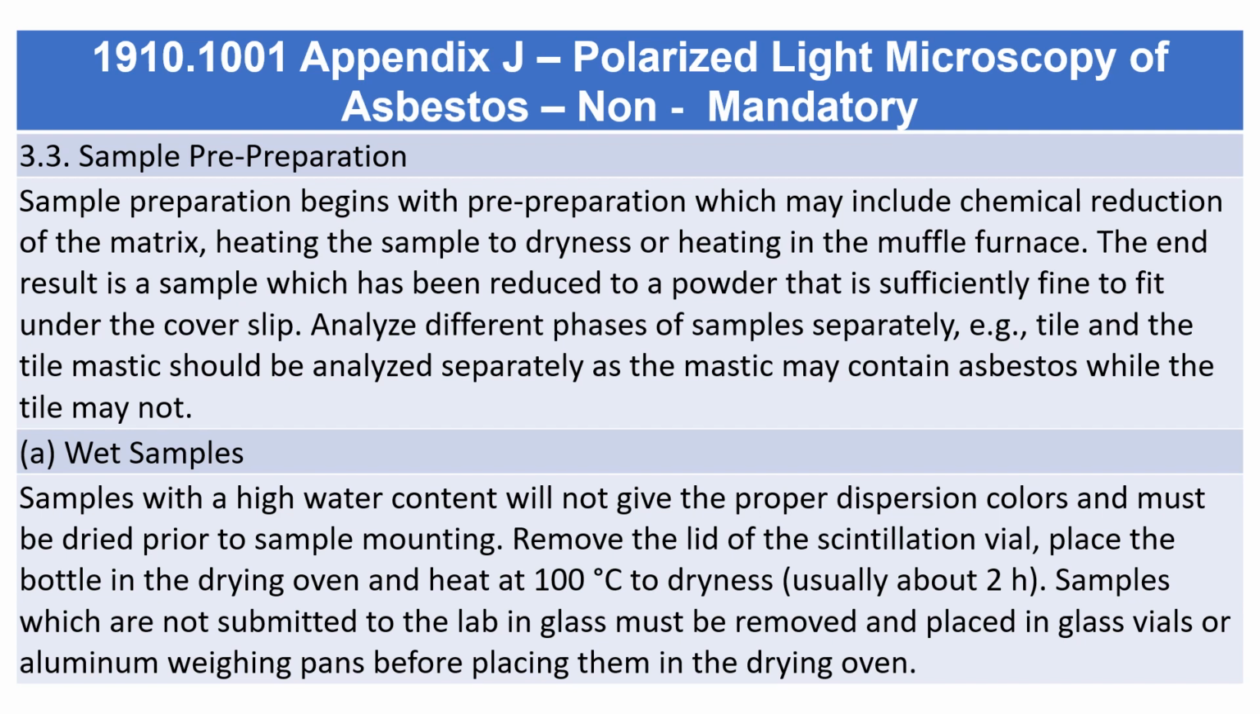A. Wet samples. Samples with a high water content will not give the proper dispersion colors and must be dried prior to sample mounting. Remove the lid of the scintillation vial, place the bottle in the drying oven and heat at 100 degrees Celsius to dryness, usually about 2 hours. Samples which are not submitted to the lab in glass must be removed and placed in glass vials or aluminum weighing pans before placing them in the drying oven.